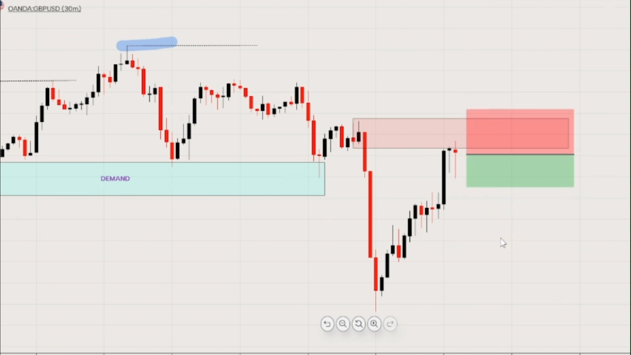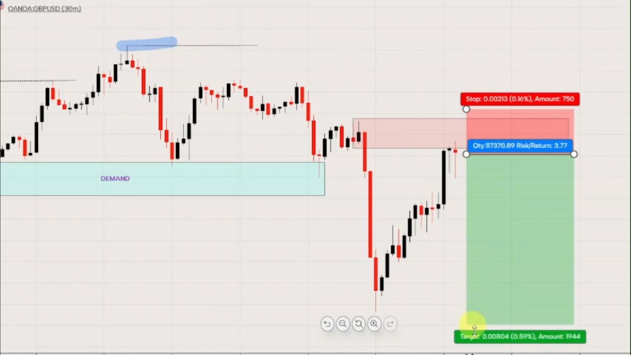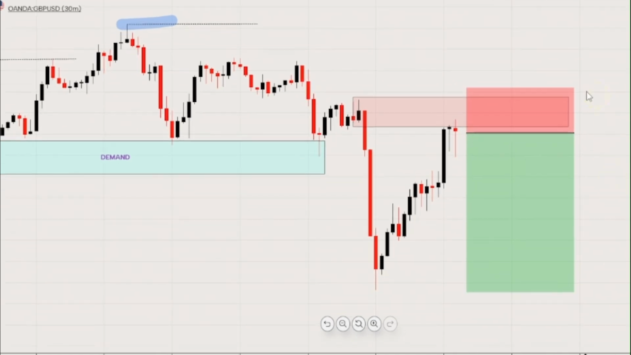Remember, this flip zone is not going to work every time. That is why most of the time you need to scale down to the smaller time frame for another change of character or for trade confirmation before you take any trade using this approach. All right, now you can see price pushing all the way in the direction.